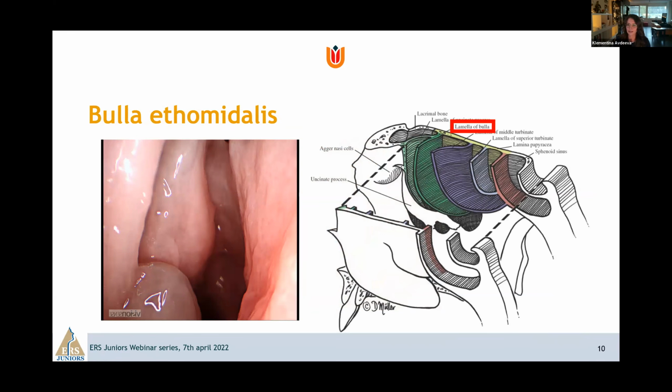Moving to the second lamella, lamella of the bulla. So again, we are looking at the right nasal cavity. This is middle turbinate. This is uncinate process, and this is bulla ethmoidalis. So it's an anterior ethmoid cell that's located posteriorly to semilunar space. Hiatus semilunaris, that's here, and it's called this way because it has a crescent shape. What's important is that between the first and the second lamella, so between the uncinate process and the lamella of bulla, this is the frontal sinus drainage pathway.